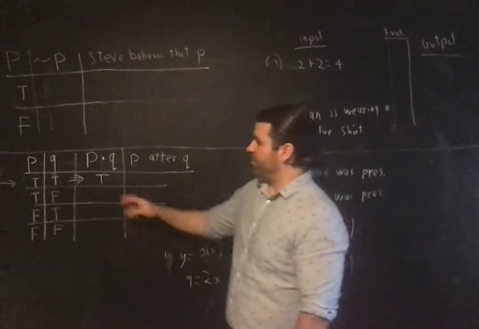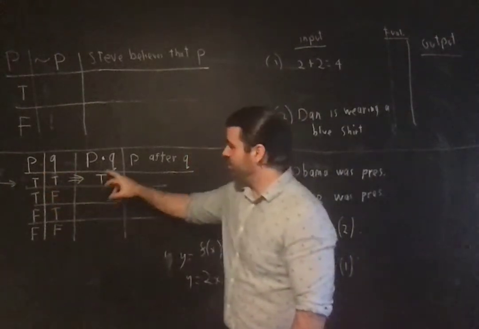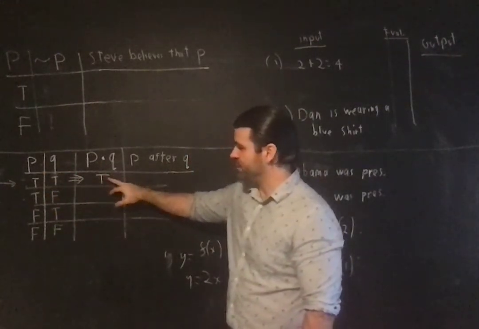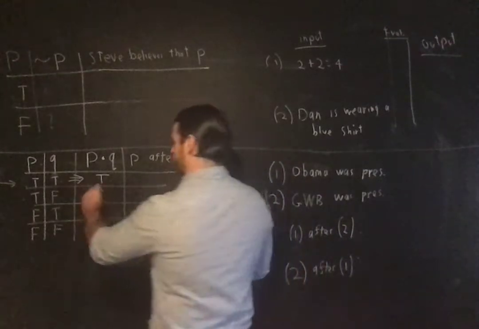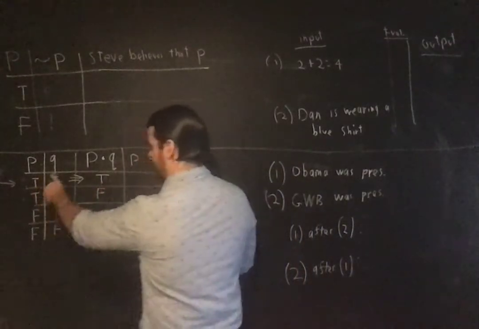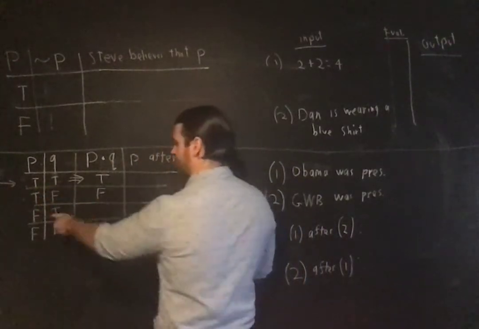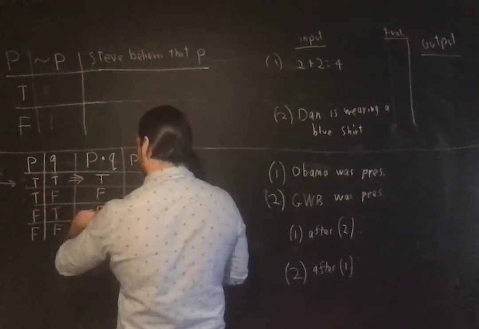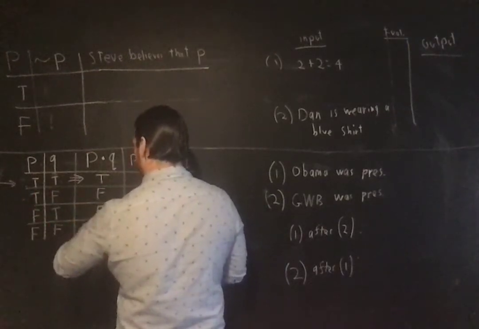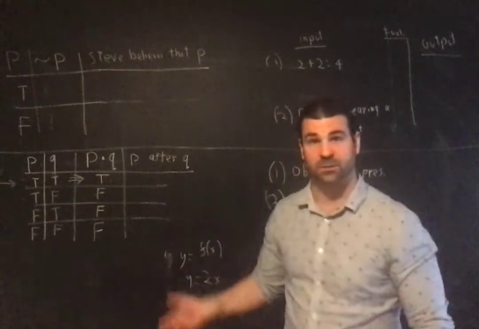When P and Q are both true, P and Q is true, and in all other cases it's false. Here Q is false, so P and Q is false. Here P is false, so P and Q is false. And when they're both false, it's false.